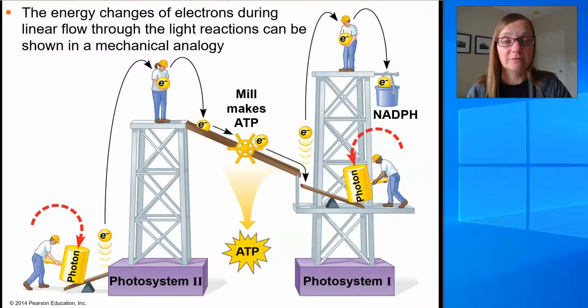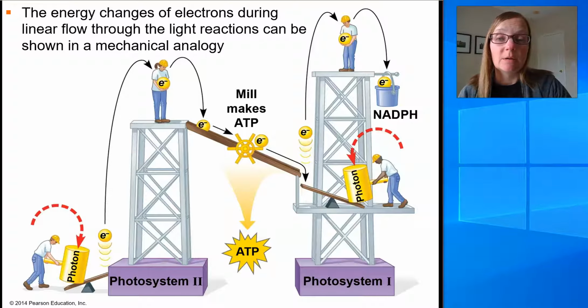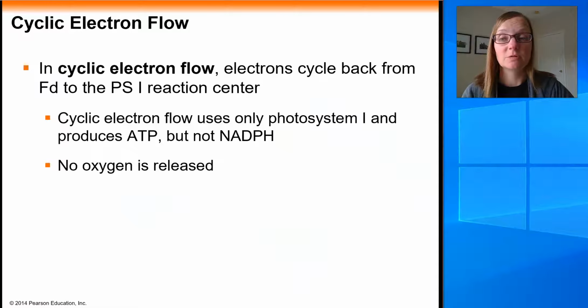So linear electron flow will use both photosystems, photosystem 2 and photosystem 1, and it makes both of the products of the light reaction, so both ATP and the NADPH, and it does split water to release oxygen to the atmosphere. Now, this is not the only way in which electrons can flow during photosynthesis.